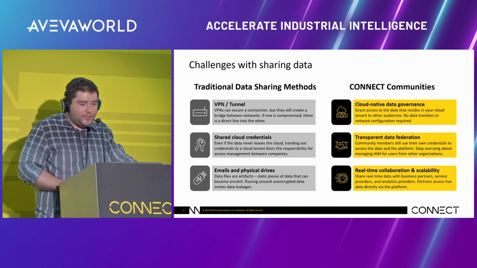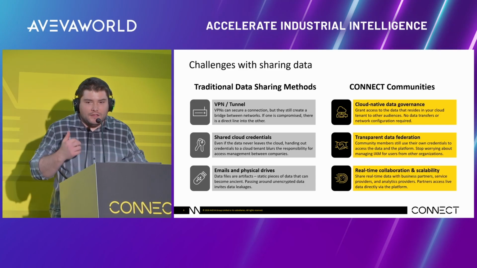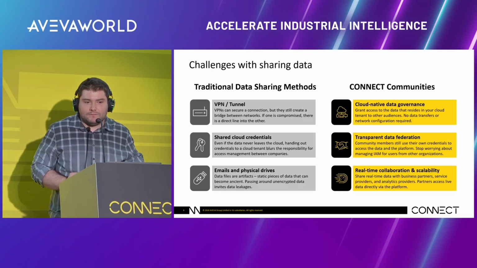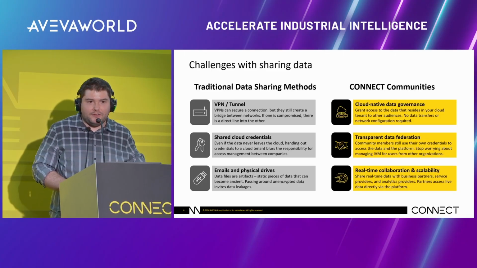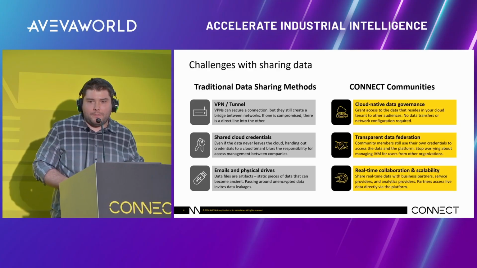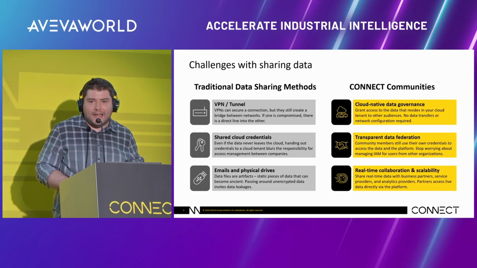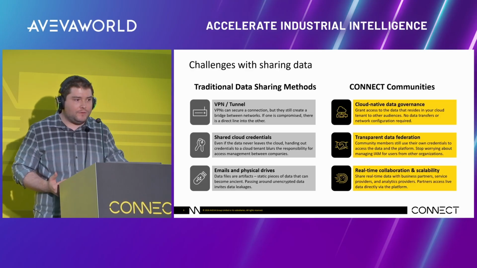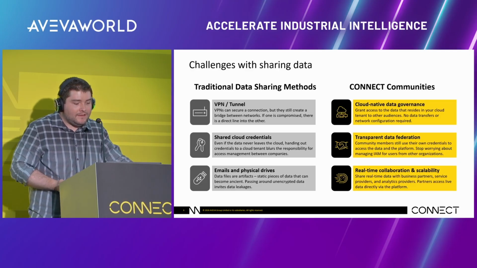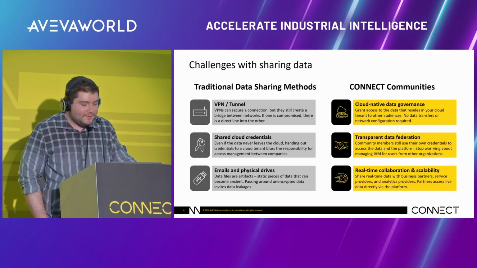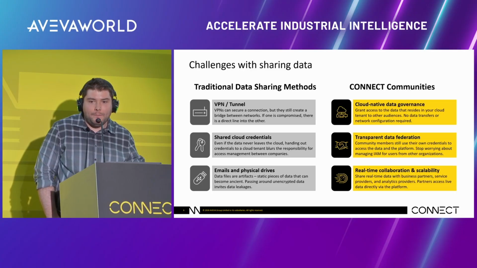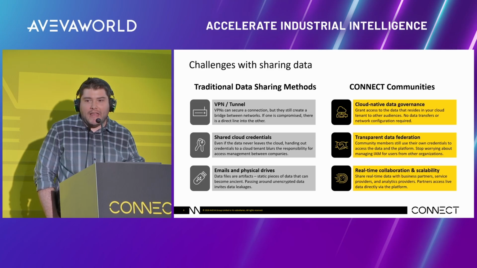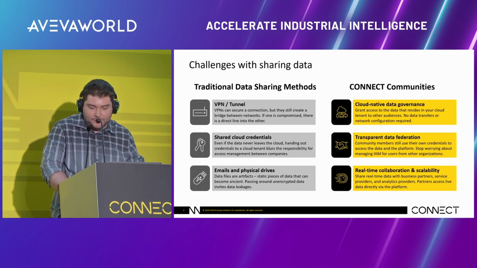With that, you also have transparent data federation. Everyone still authenticates to their own tenant. You aren't setting up an invitation for someone to get into your tenant. You're only sharing data, so everyone still has to access their own tenant. This is great for real-time collaboration, and this is much more scalable, of course. The data is shared in real time. No more flash drives and emails that go out of date. Partners can now access live data directly via the platform.